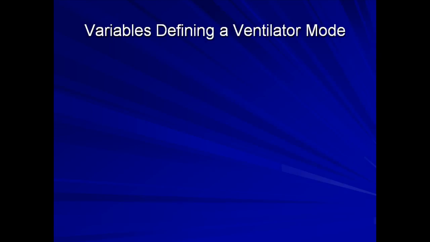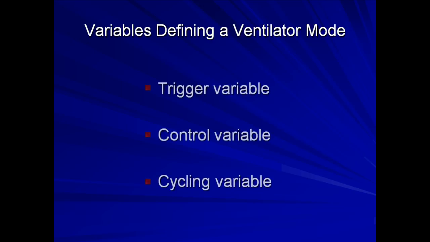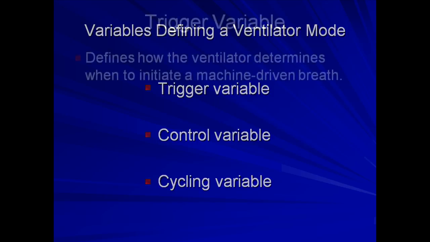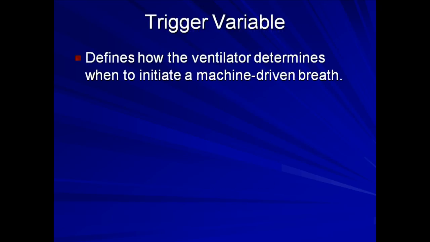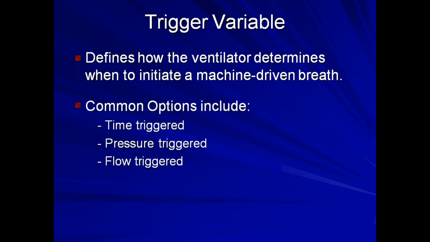Patterns of ventilation, also known as ventilator modes, can be partially defined based on the following three variables: the trigger variable, the control variable, and the cycling variable. I will discuss each one at a time. The trigger variable defines how the ventilator determines when to initiate a machine-driven breath. For patients with no spontaneous respirations, the passage of a specific duration of time is a trigger for a breath.